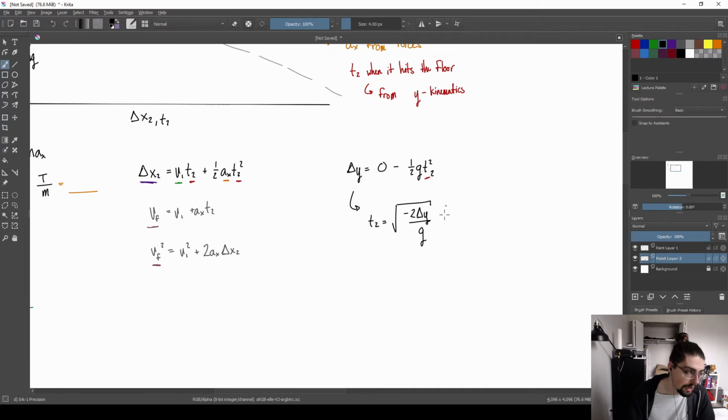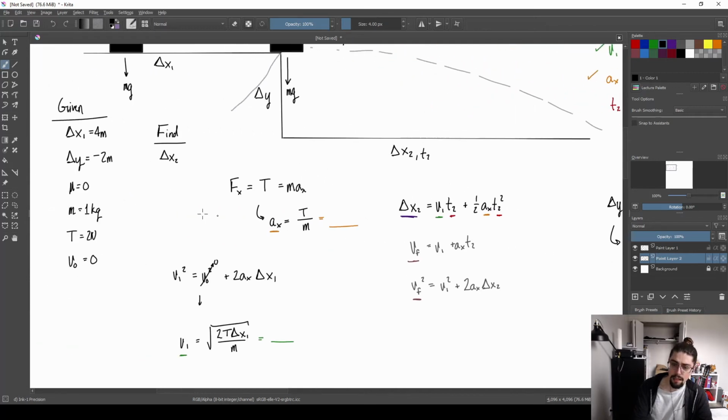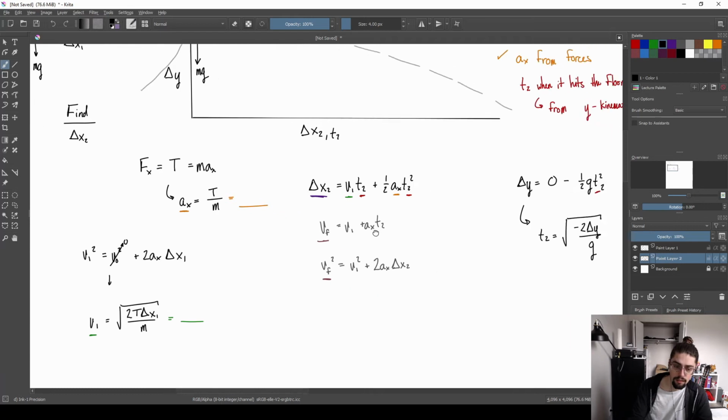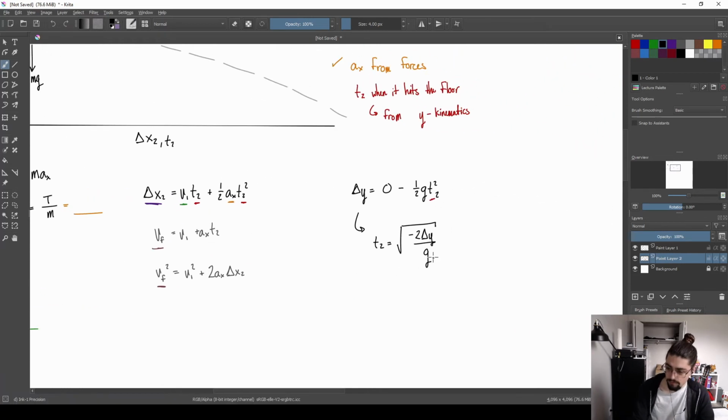I'm scared. I see a negative inside of a radical. Am I going to end up with an imaginary time? No, because delta y is negative. It's all good. Time is not imaginary. It's one of our 4 dimensions of space-time.